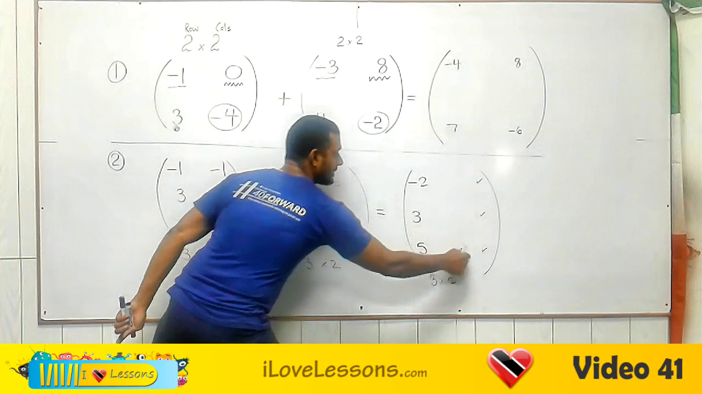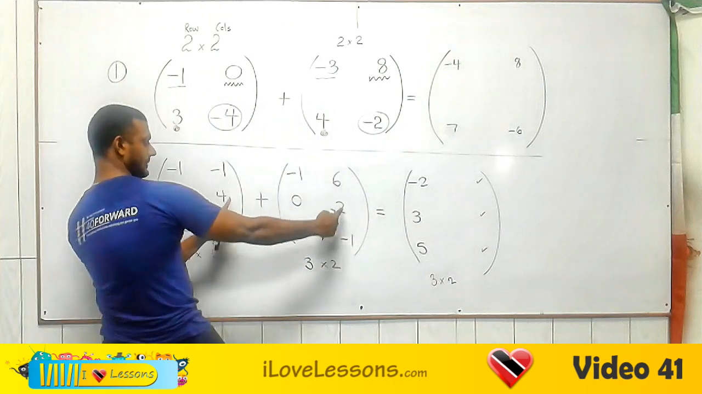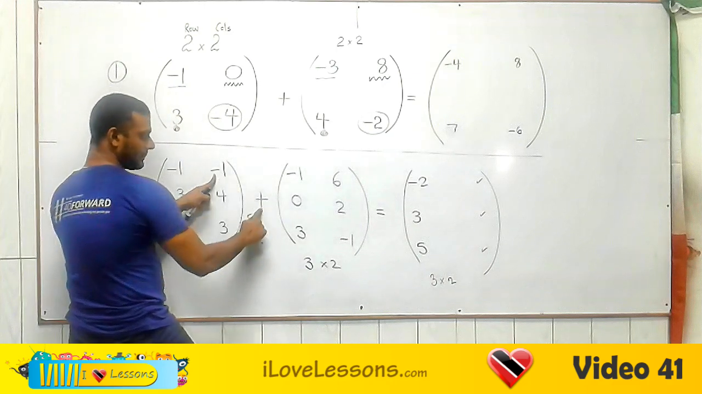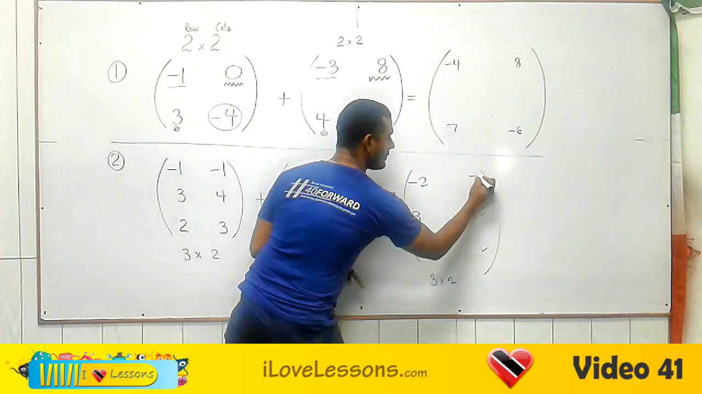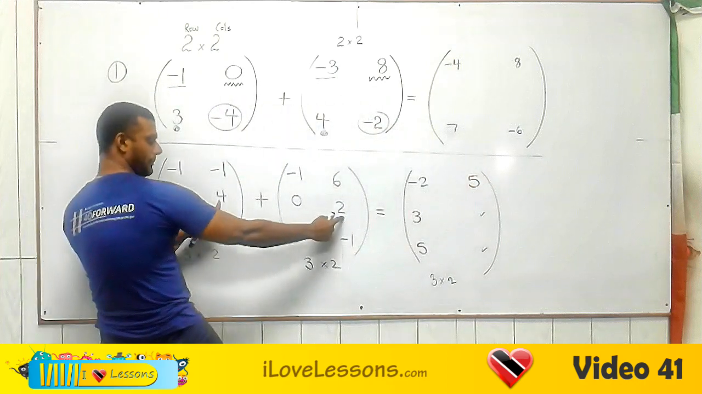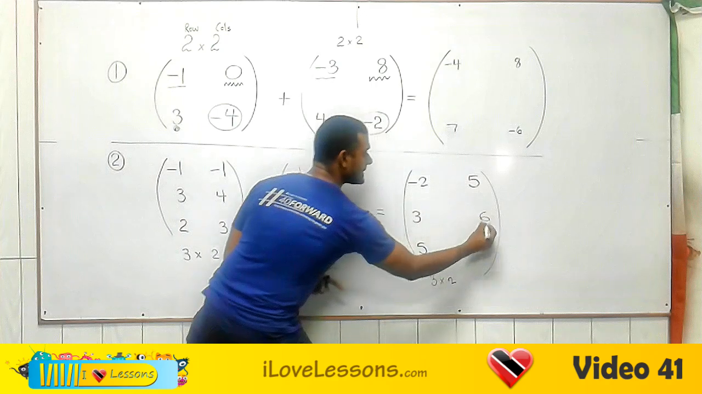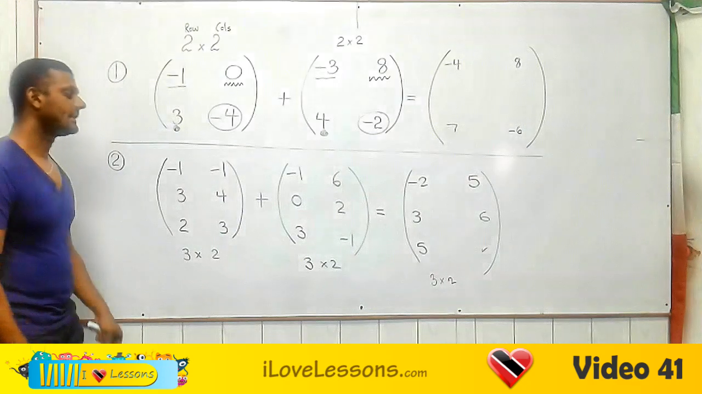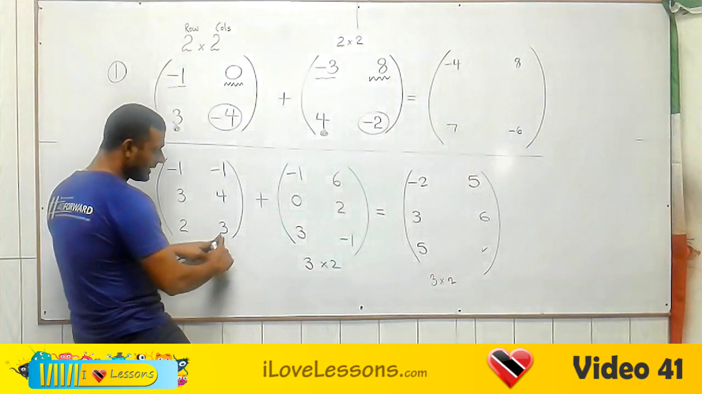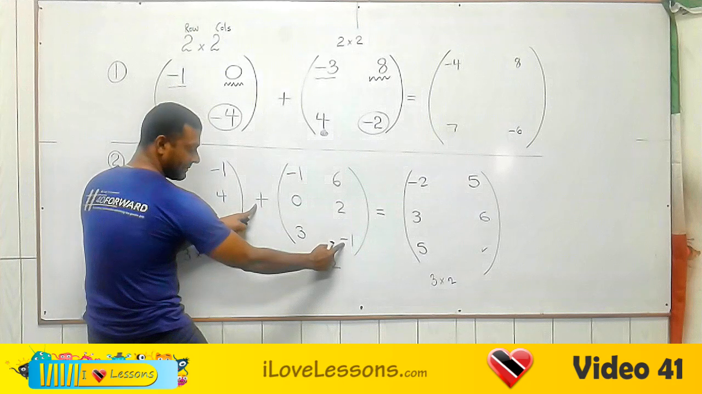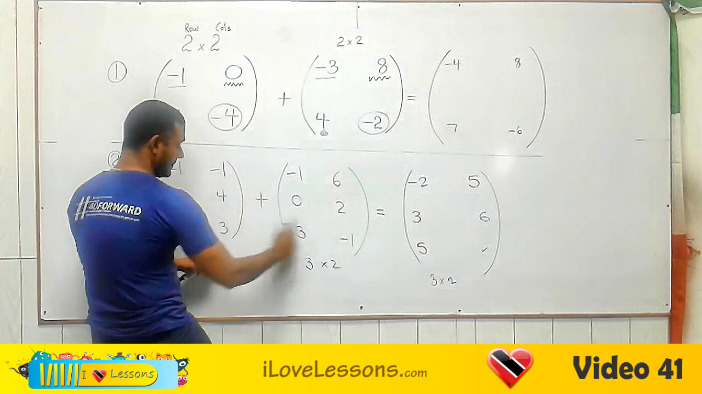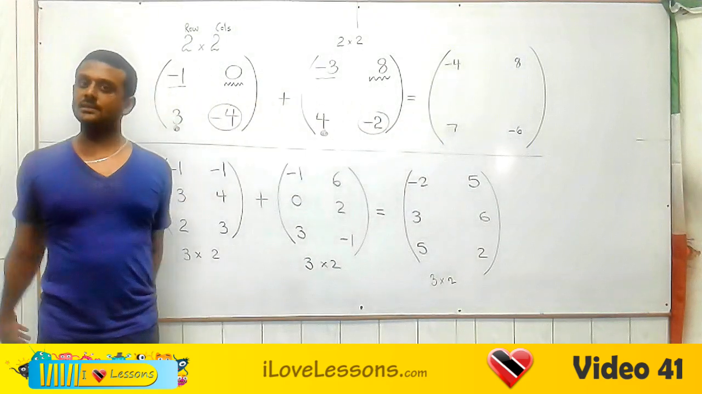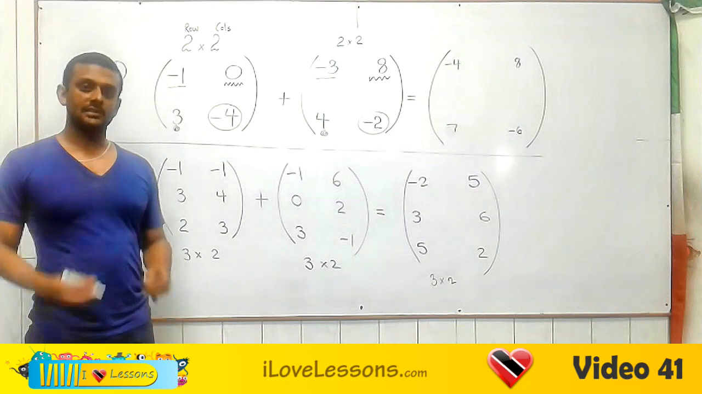We need to figure out 1, 2, and 3, which means we're going to add these two, and these two to give us the 3 answers. Minus 1 plus 6 is 5. 4 plus 2 is 6. And 3 plus minus 1. When a positive and a negative touch, you will get a negative. So you end up with 3 minus 1, which is 2. And that's your final answer for the addition of matrices.